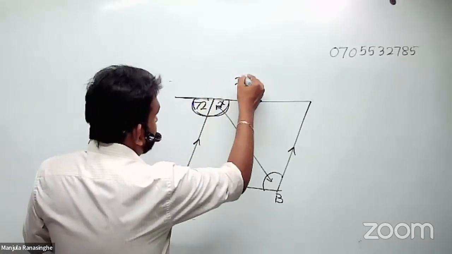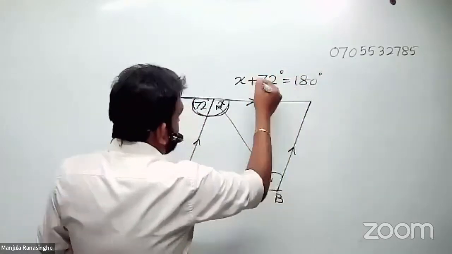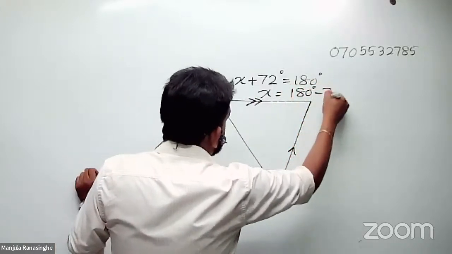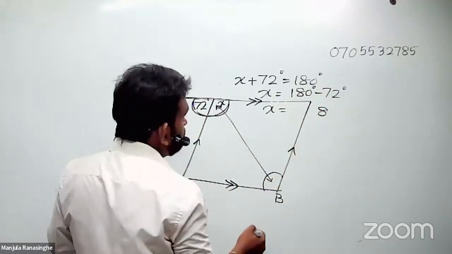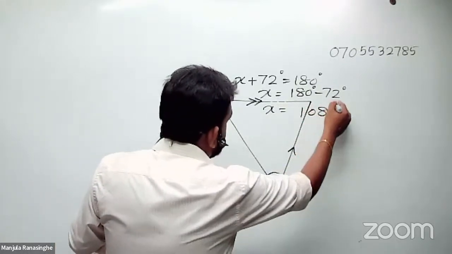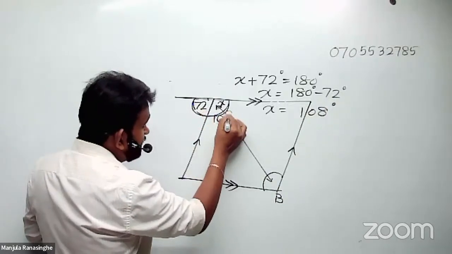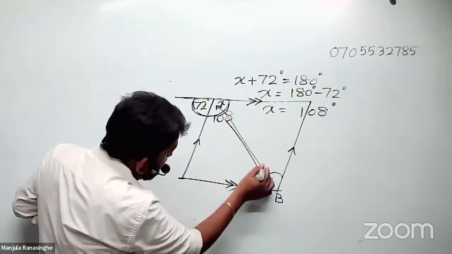So you know that x plus 72 equals 180. Then make x the subject: bring that plus 72 to the other side. Then it becomes x equals 108 degrees. X means this angle. So this is 108.